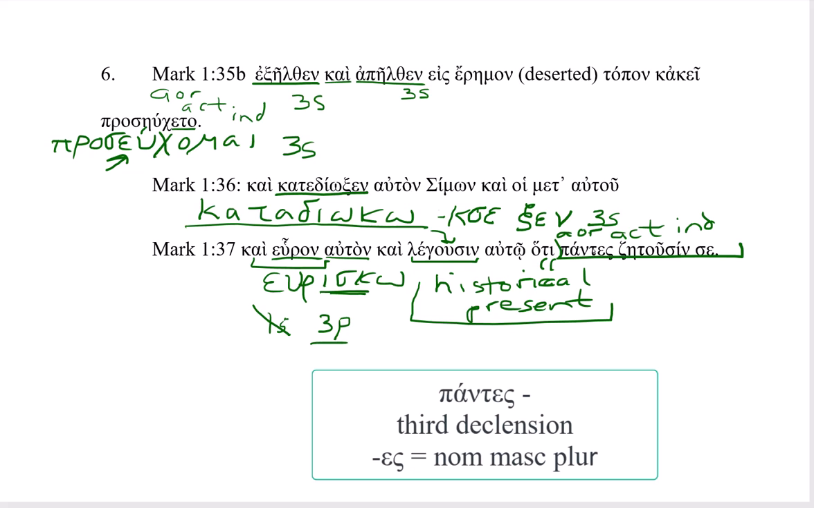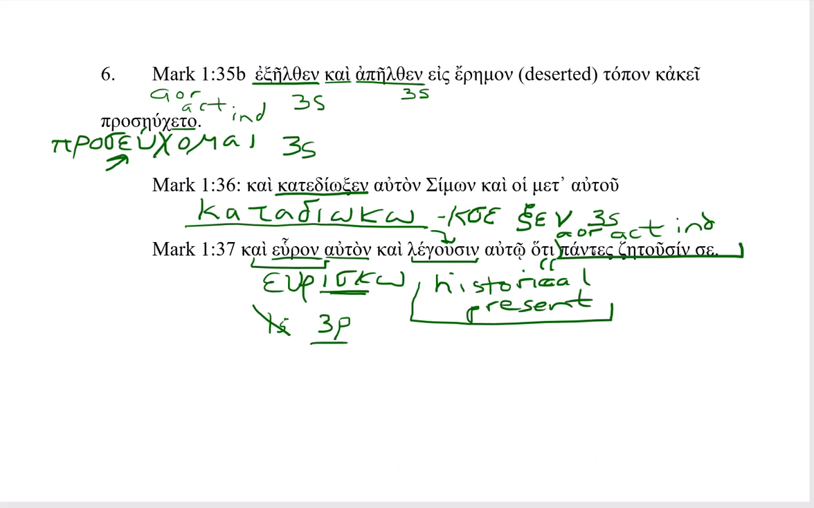Pantes is third declension, and the es ending tells us that it is nominative masculine plural, and it means all. So all, masculine plural, is the subject. So all men or everyone. Zetousin is looking or seeking. Everyone is seeking you. So present tense, no augment, so a nice present tense verb. Everyone is looking for you. So that's what Peter said.